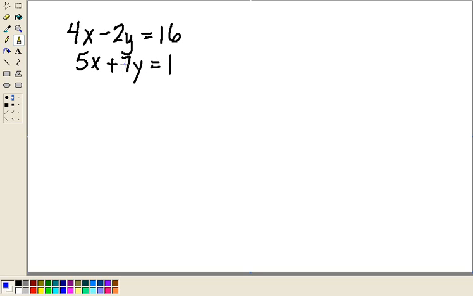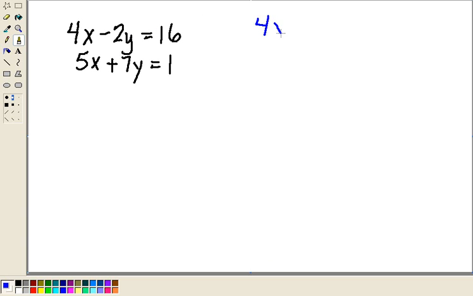Now, while I look at this, my initial thought is to try to find the variable that is easiest to isolate. So you may be thinking this probably isn't the best category for substitution, in that one of my variables is not going to be very easy to isolate. But on second glance, it does appear that I could probably isolate my y in the first equation. So let's try to do that.